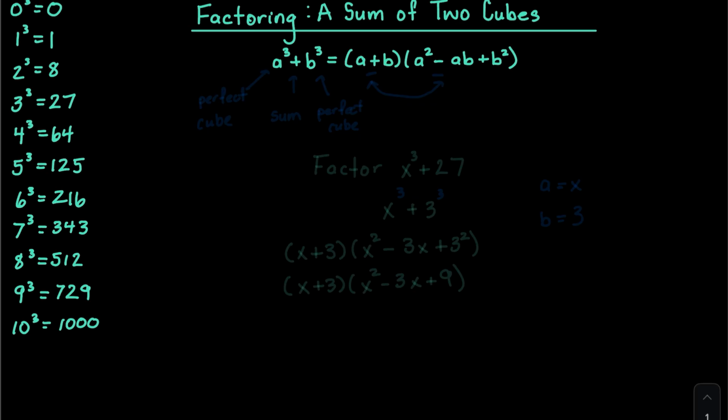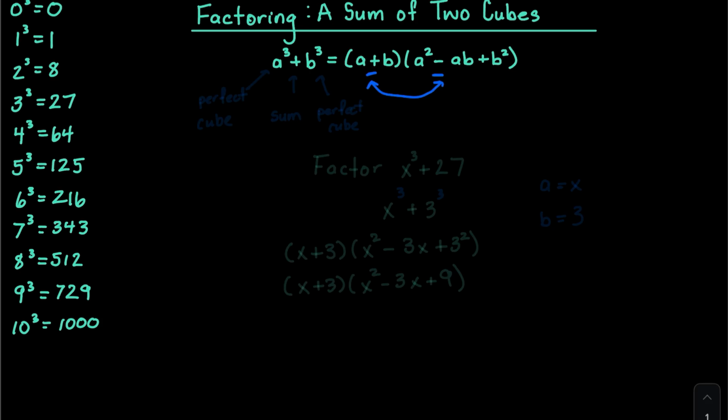The way I remember it is this sign and this sign flip-flop. So if it's a sum of two cubes, it starts with the plus, but then the first sign in the trinomial is a minus. With the difference of two cubes, the binomial starts with subtraction and then everything is addition. So I remember the sum of two cubes as those first two signs flip-flopping.